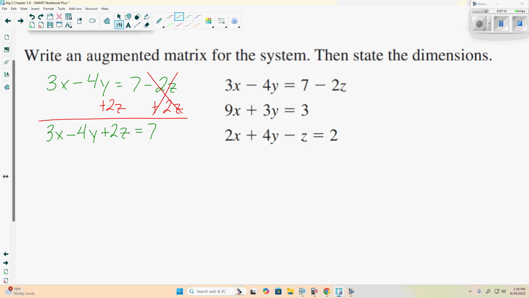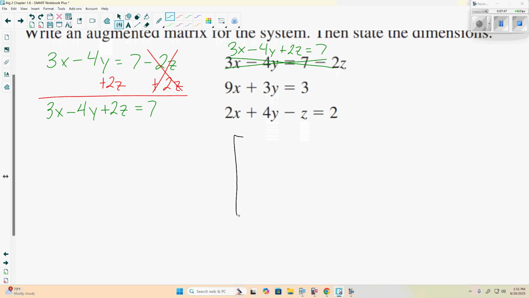Because to move stuff from one side of the equal sign to the other, we've got to add it to both sides or subtract it from both sides. The big difference between this and the problems we did earlier is that those variables were on the same side of the equal sign, so we could rearrange them however we wanted. But if we have to move something across an equal sign, we've got to do either addition or subtraction. So our new top equation is 3x minus 4y plus 2z is equal to 7.